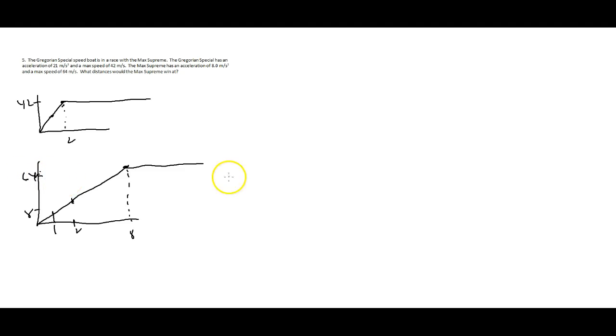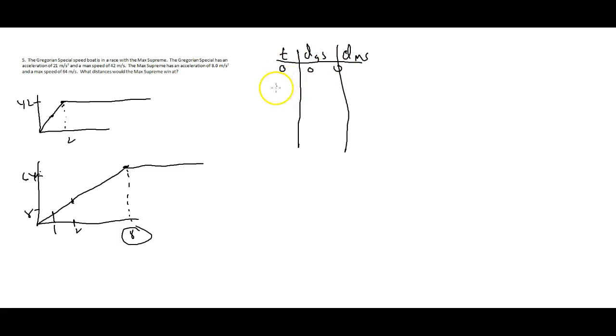Now take a look at these two graphs, and the features are we have a triangle followed by a rectangle. Looking at that, I'm going to be interested in where the triangle stops, because that's about where they'll likely catch each other. So I'm really interested in about 8 seconds in. Okay? So looking at the 8 seconds, I'm going to start building myself a cute little table. Table, distance of the GS, and distance of the Max Supreme. Okay. And I'm going to start at 0, 0, 0. That's great. We go 8 seconds.